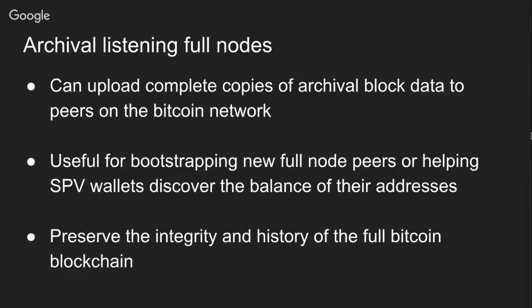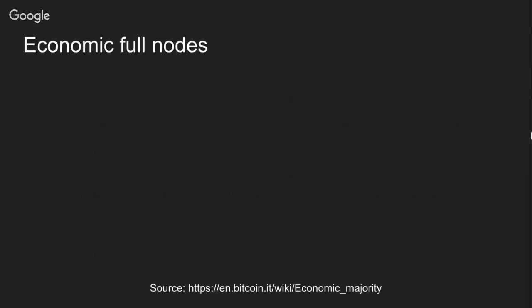So by storing a full copy, you're able to validate all the way back to the Genesis block that the current UTXO set is valid. And UTXO just means unspent transaction outputs. So basically the current state of everyone's balances on the ledger.